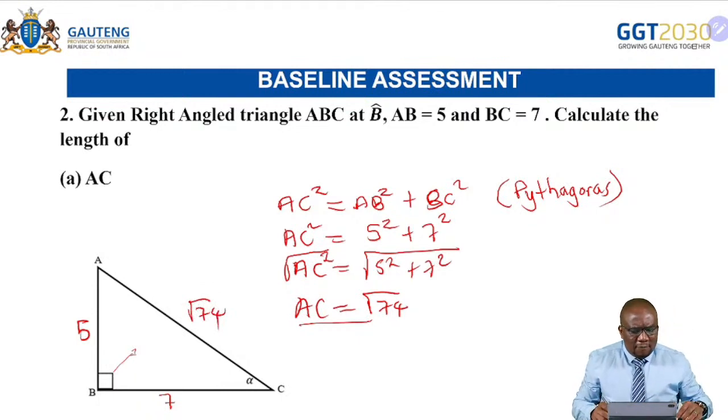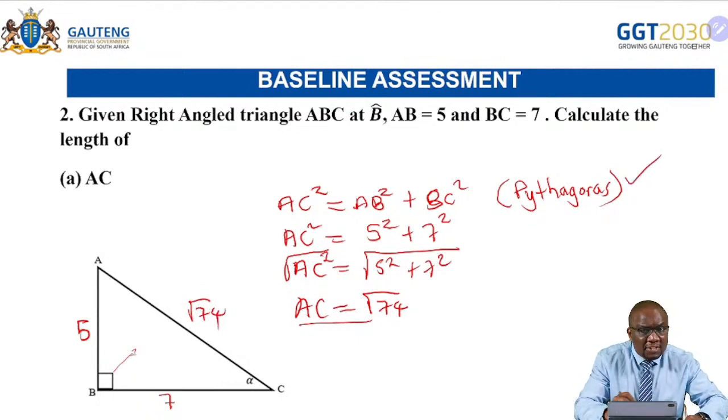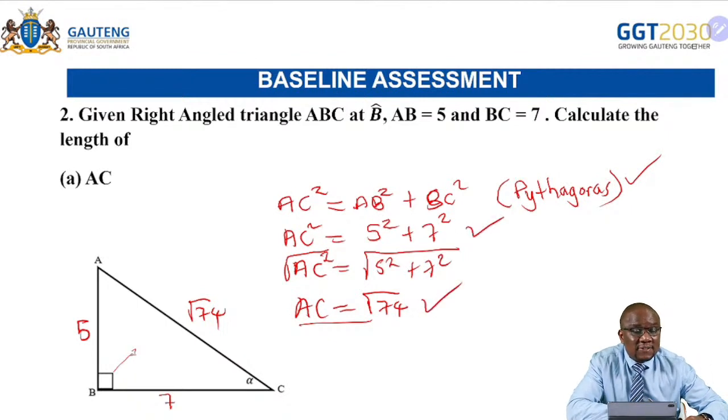Okay, how many people got that? Do you have this statement with your reason? Did you substitute correctly? Do you have your square root of 74? Okay, all right, let's move on. Next one, you must get it.